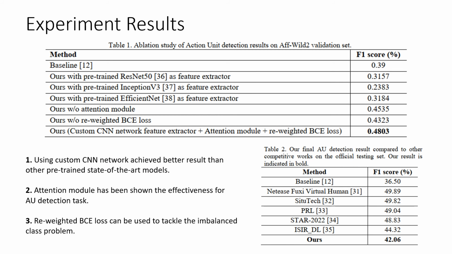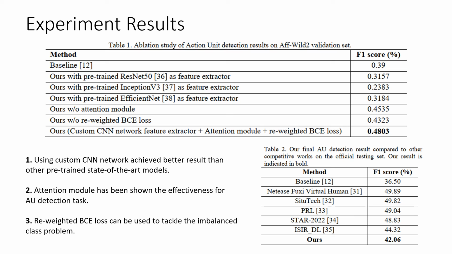Here are the experiment results. We get improved results on both the validation and testing sets compared to the baseline model. On the validation set, we achieved a 48% F1 score, a 9% gap to the baseline. On the testing set, we get 42% compared to 36.5% for the baseline.